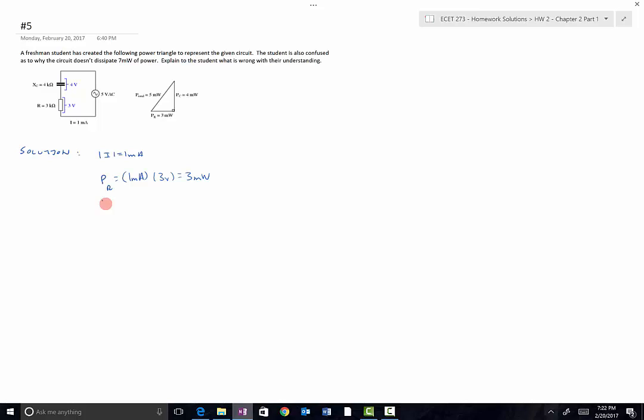And we know that the reactive power through the capacitor is equal to 1 milliamp times the voltage across it, 4 volts. So that's going to be 4 milli, not watts, but vars. We know that the purely reactive elements of capacitors and inductors don't create watts, they create vars, because this 4 is 90 degrees out of phase with this 3.